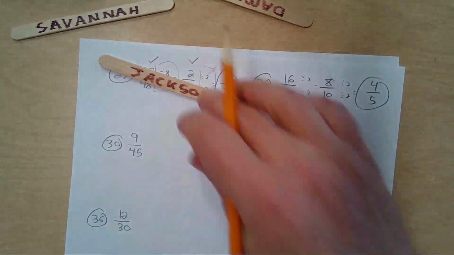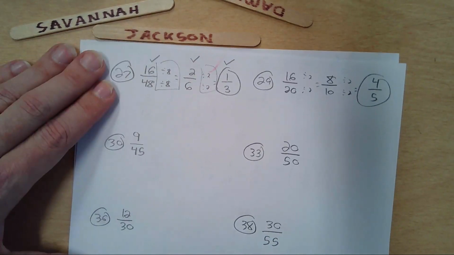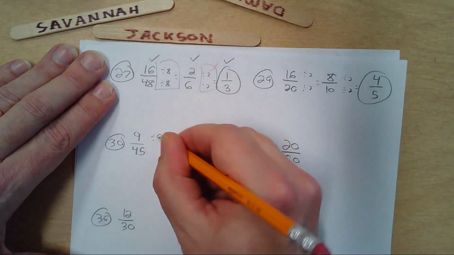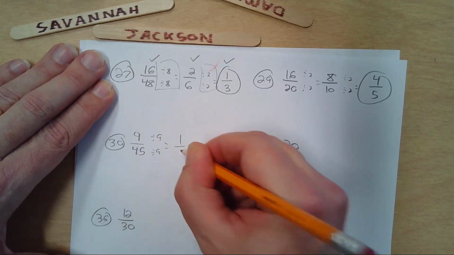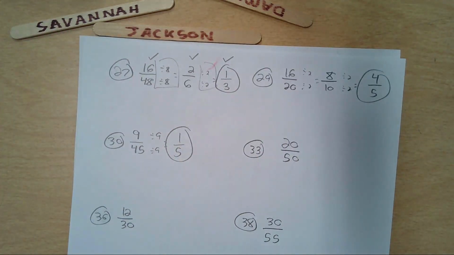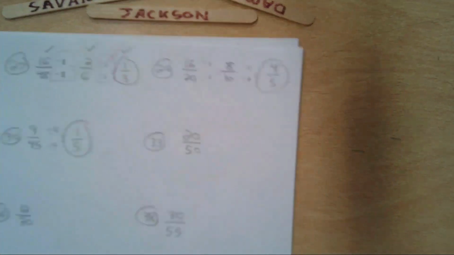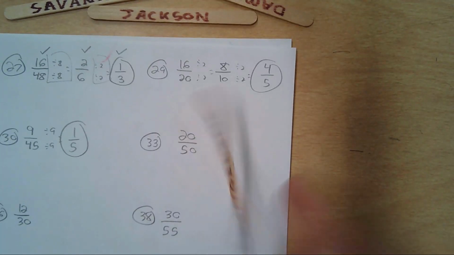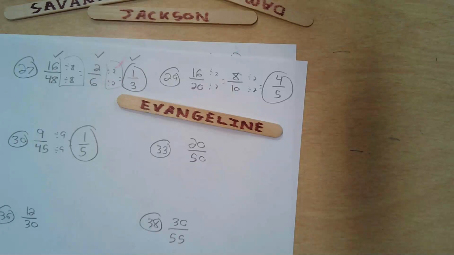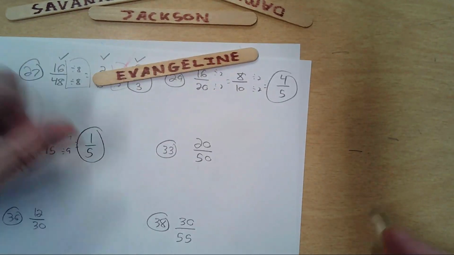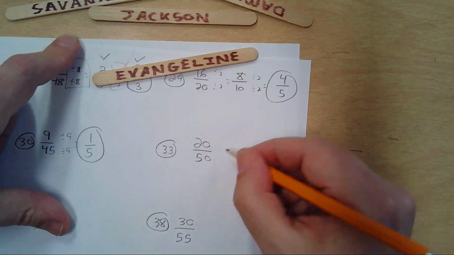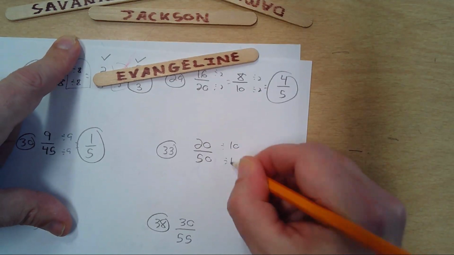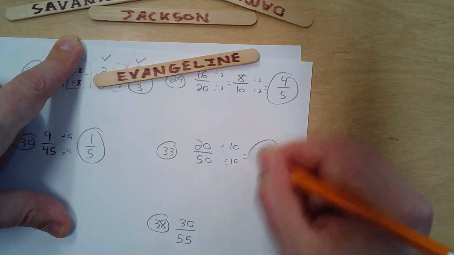9/45. Well, 9 divided by 9 is 1, and 45 divided by 9 is 5, so 1/5. Right. Divide by 9, or the other path would have been dividing by 3 twice. You would have got 3/15, then divide by 3 again. Okay, 33, Evangeline. So I got 2/5. Yep, how'd you get it? I divided them by 10.